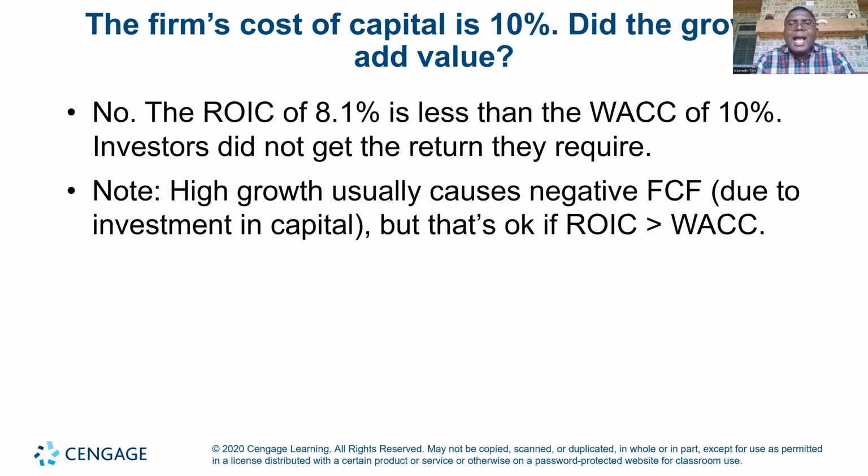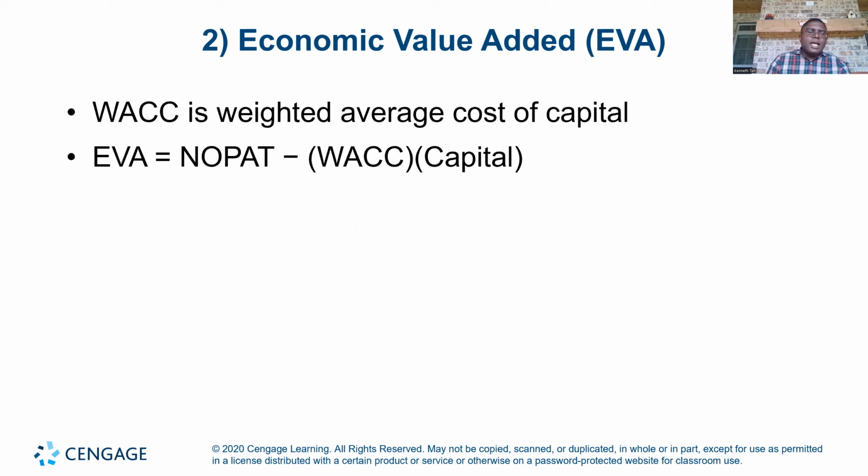So we can note that the high growth that has caused a negative free cash flow due to investment in capital is not okay. It's only okay if the return on invested capital is greater than the weighted average cost of capital. In this case, that is not the case for this company. All right, so that is the first performance measure.